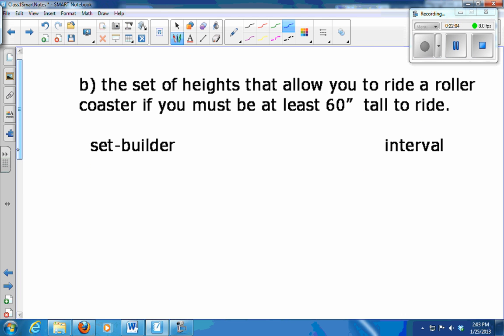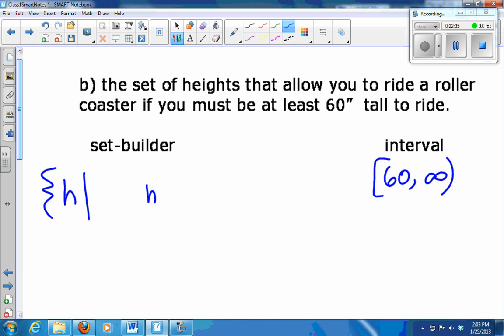All right, what is the set of heights that would allow you to ride a roller coaster if you have to be at least 60 inches tall? 60 to infinity. So I'll do that in interval notation. It would be 60 to infinity. Never include infinity. Should I include the 60? Yes, because if you're 60 inches tall, you get to ride. Yeah. And in set builder, this would be the set of all, I'll use h this time since it's representing a real thing, heights. The set of all h's such that h is bigger than 60.